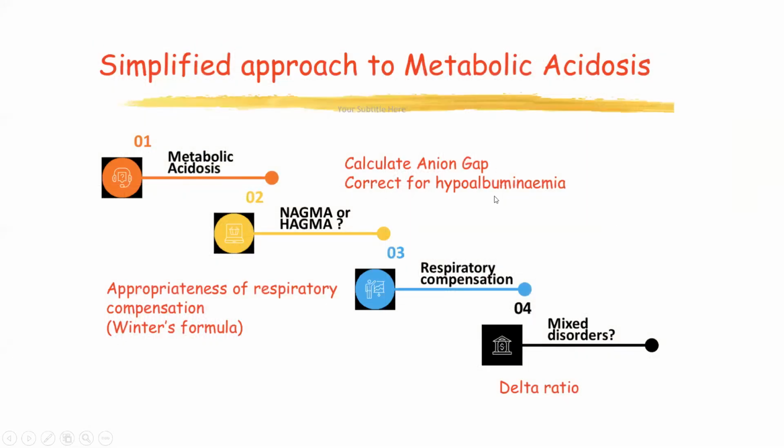Okay, so a simplified approach to your metabolic acidosis. Number one, determine is it metabolic acidosis or not. Number two, you calculate your anion gap, whether it is a high anion gap metabolic acidosis, which is your HAGMA, or NAGMA, normal anion gap metabolic acidosis. Once you determine that, then you will look at respiratory compensation, and you can use Winter's formula to tell you whether or not there is an appropriateness of respiratory compensation. And if it's not, probably there is a mixed disorder where you can calculate the delta ratio.